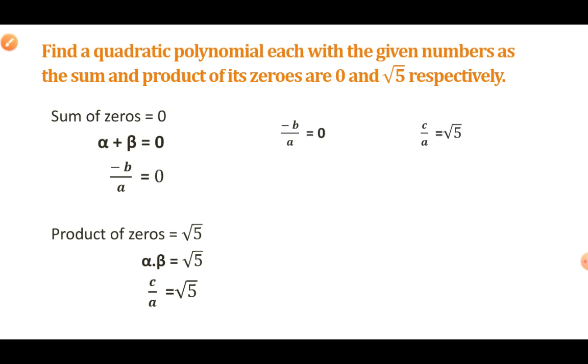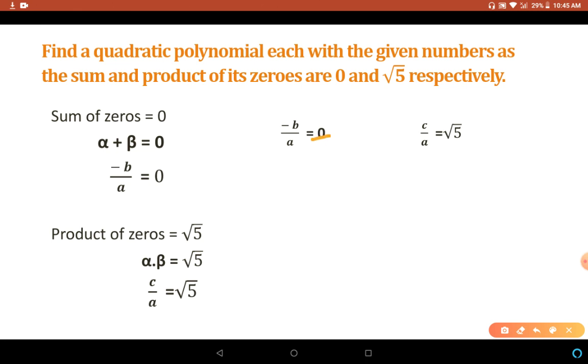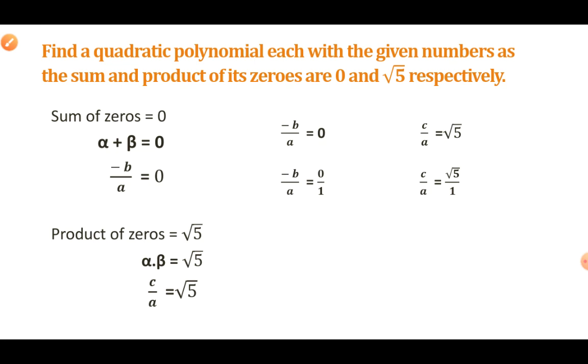Now the common thing here is 0 upon 1 and root 5 upon 1. So no need to take LCM. Value of a will be 1 on both the sides. So we can simply say value of a is 1. And value of b will be, minus b is equals to 0, so b is also equal to 0 and c equals root 5.